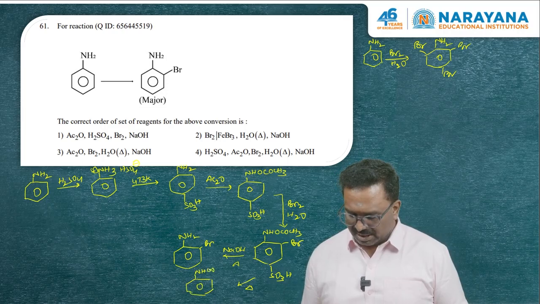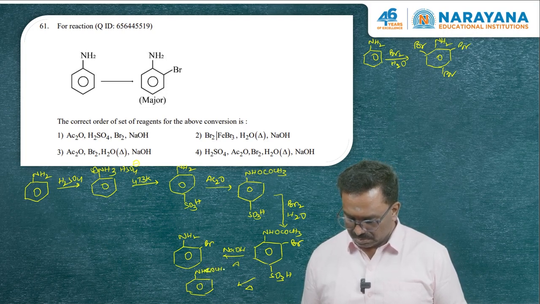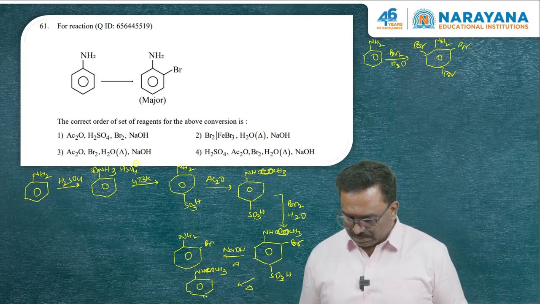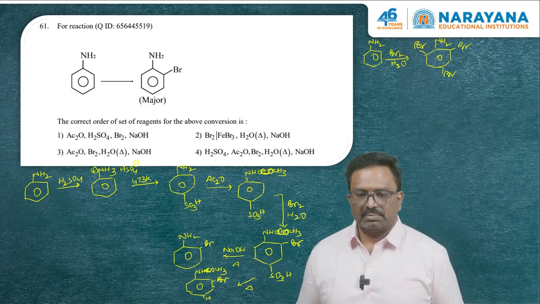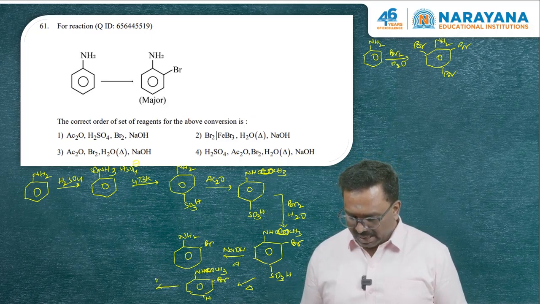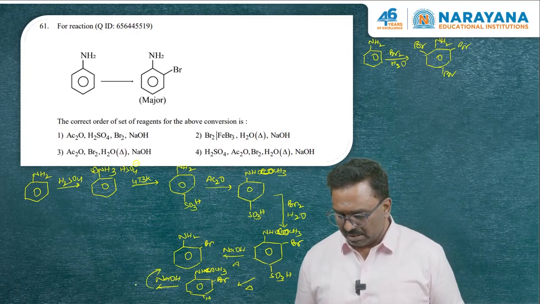and the NHCOCH3 acyl group is only present, acyl COCH3. Here SO3H is replaced by the bromine, then NaOH will carry out this reaction to take place. This is the reaction.